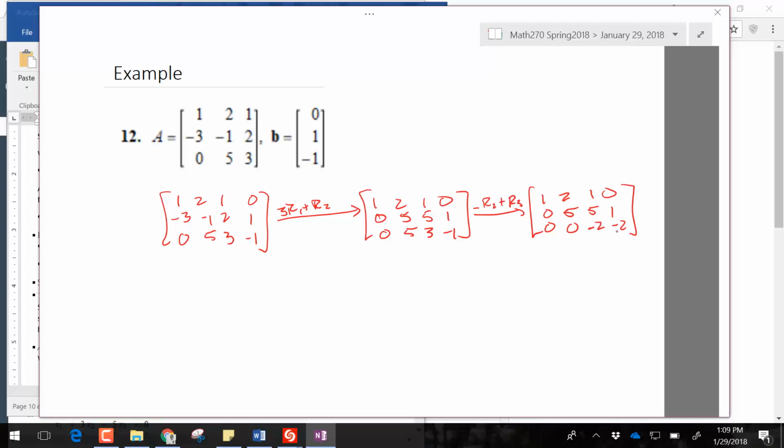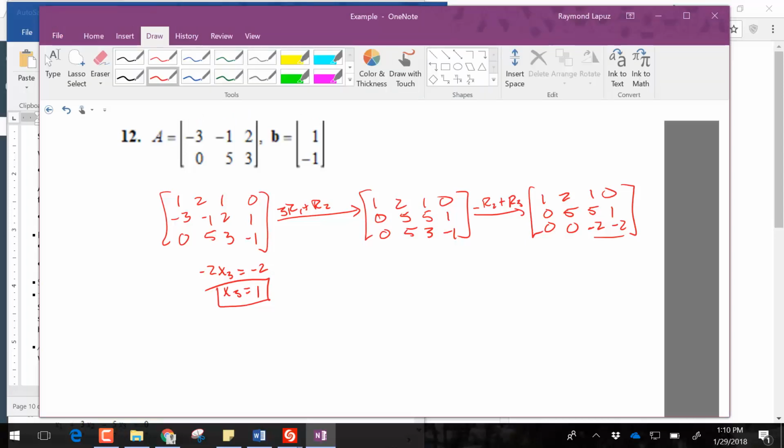We can continue to row reduce this, but I don't have a calculator, so I'm not going to. Actually, I do, but still not going to. So you can rewrite this back into the equation. We have -2x3 is equal to -2. So that gives us a solution for x3. This part is called back solving. I don't know if we ever defined that.